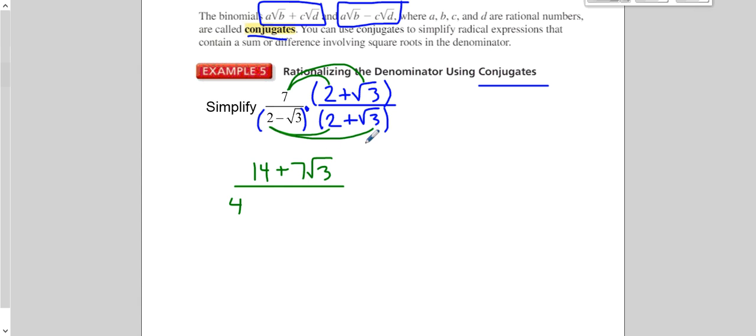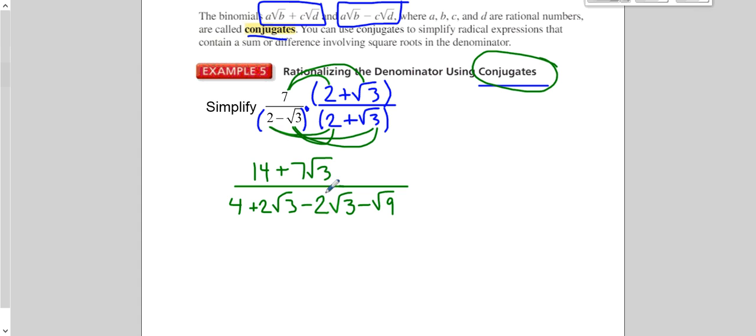2 times rad 3. So in a minute, you're going to see how this works to get rid of the radicals. These conjugates are like magic. It's going to magically make all the radicals leave the denominator. Doesn't look very good so far, so let's keep going. Now, when we multiply negative rad 3 times 2, that's negative 2 rad 3, or minus. And then negative rad 3 times positive rad 3 is negative rad 9, because 3 times 3 is 9.